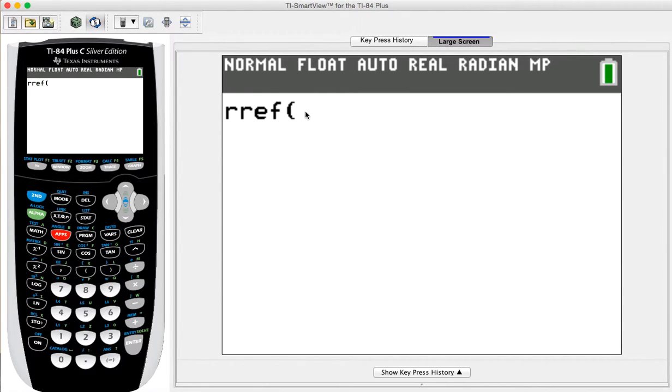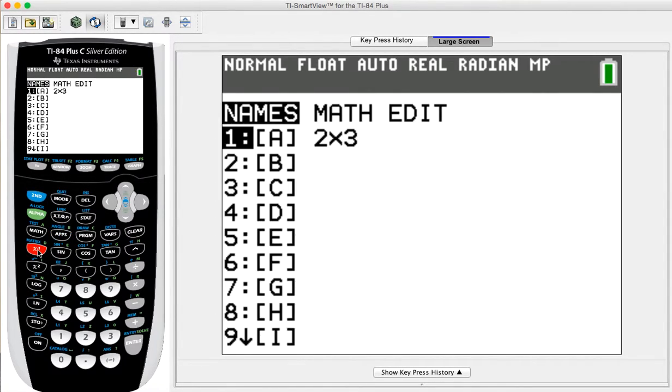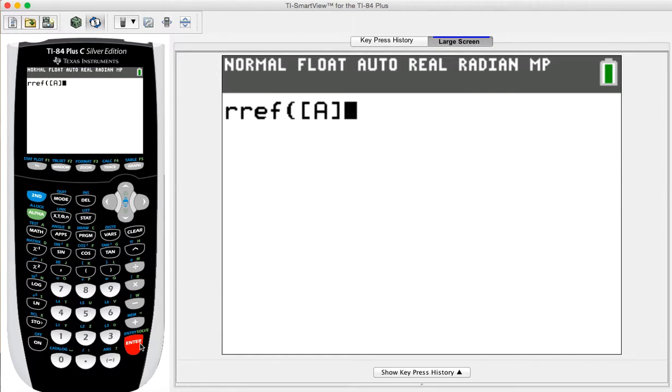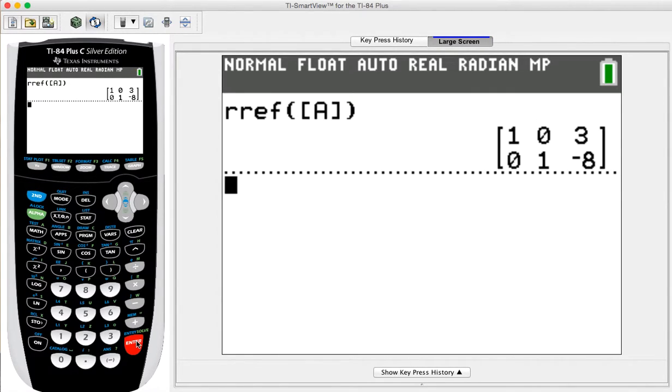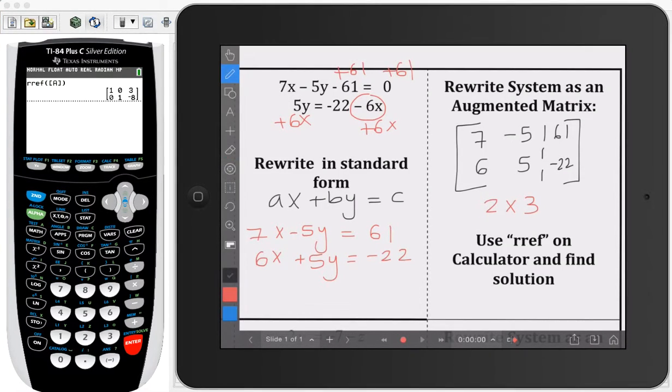Now you need to put the matrix that you have prepared, which is matrix A. So you go to second matrix. Once you are here, you are in names, you click enter on 1, and then you have RREF of A, close parentheses, enter. And then remember the solution is going to be the last column, so x is equal 3 and y equals negative 8. Now let's write down the solution, 3 comma negative 8, which means that x is equal 3 and y is equal negative 8.